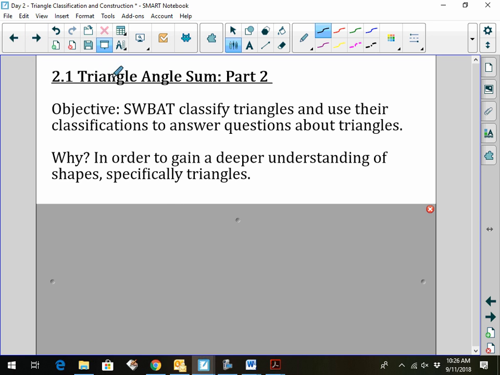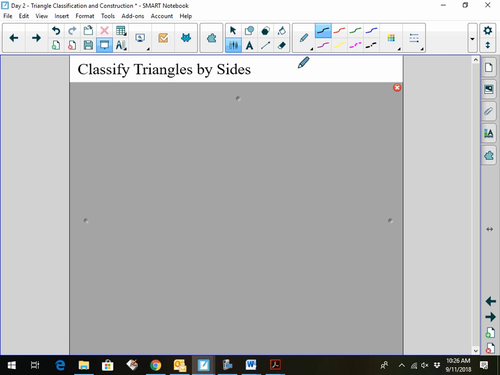So this title at the top here would be appropriate to write at the top of your notes: triangle angle sum. And specifically we'll look at classifying and then different classifications of triangles, but those will be subheadings underneath this larger heading. So, classifying triangles by size.